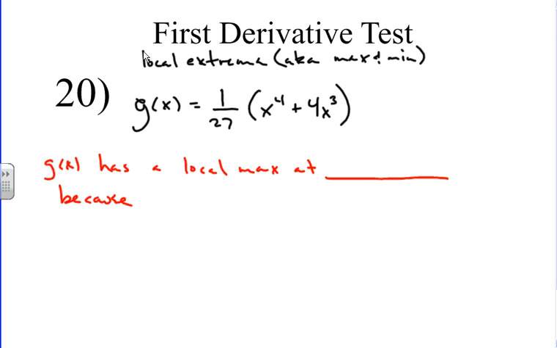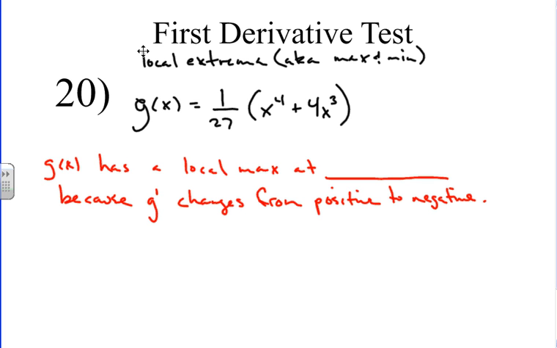Because we know that that will occur when g prime, the first derivative, changes from a positive value to a negative value. So we're looking for where g prime changes from positive to negative. That's what the first derivative test states. If g prime, or the derivative, changes from positive to negative, we will have a local max at that point.